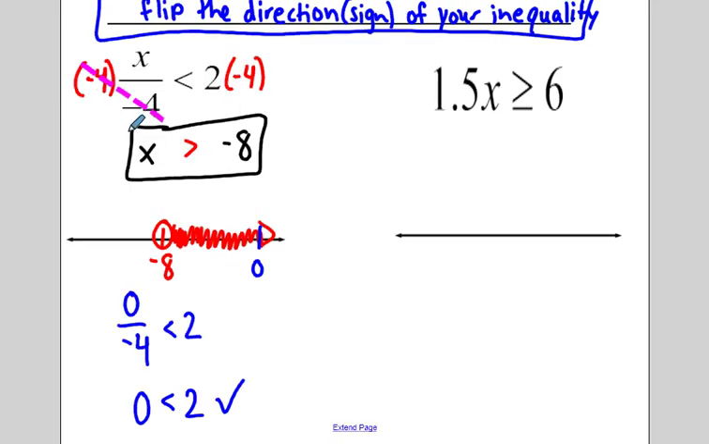Second one, 1.5 times x is less than or equal to 6. How do I solve? Divide both sides by 1.5. Do I need to flip the sign here? No, because I'm dividing by a positive. Positives don't change signs of numbers, so they won't change signs of inequalities either.